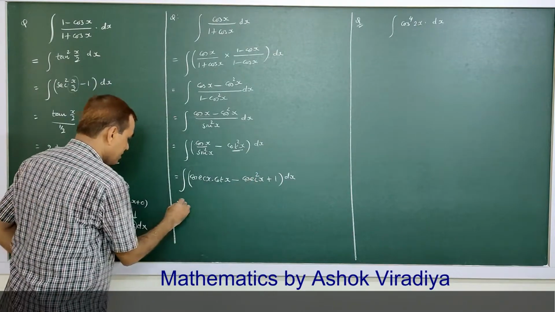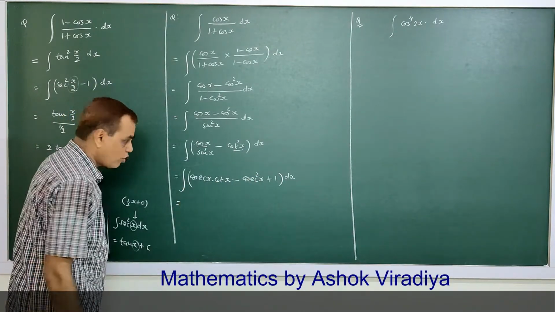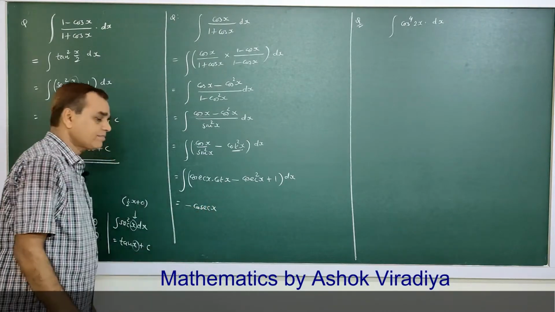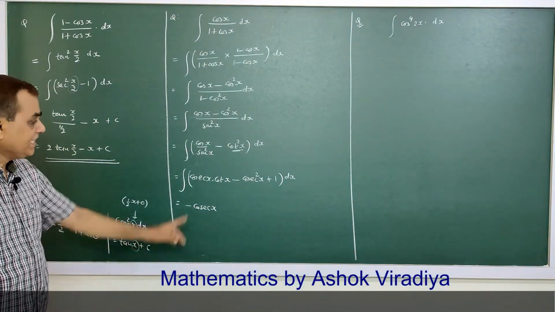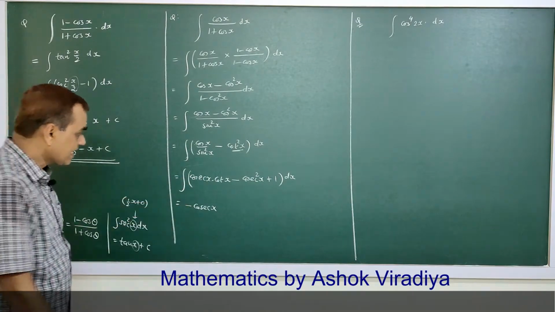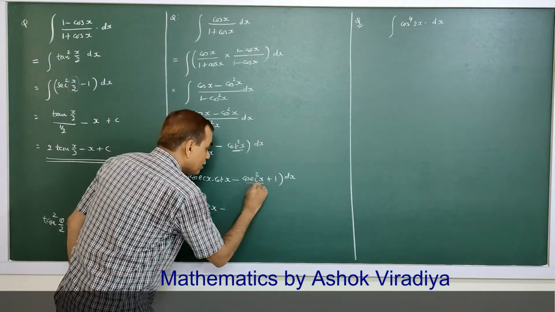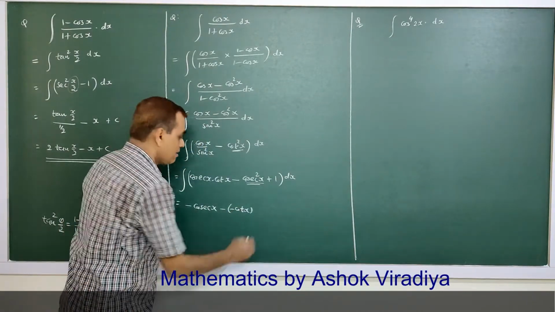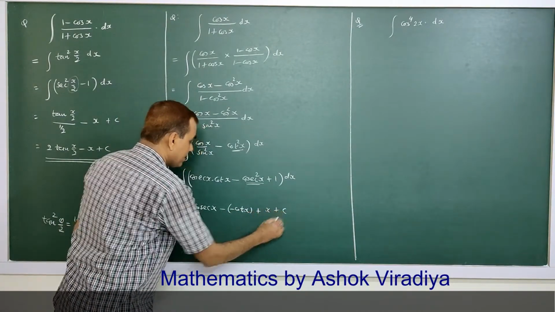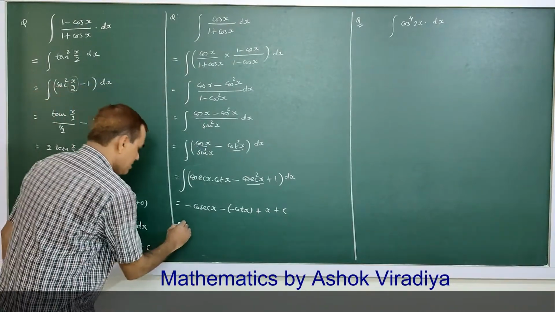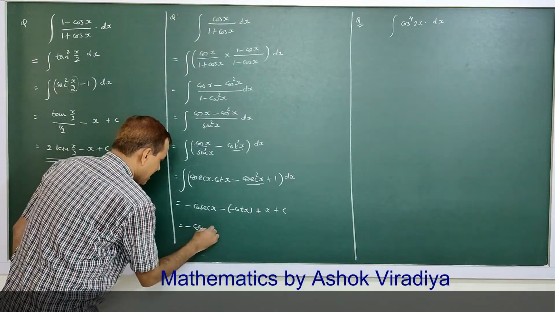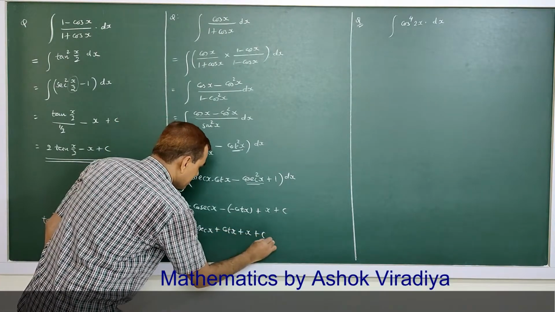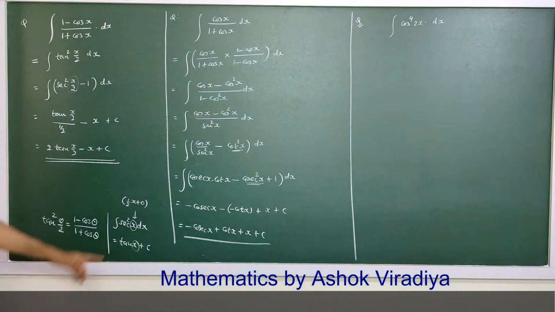And now see, this is integrable. We can put integral. Integral of cosec x into cot x is minus cosec x, minus integral of cosec square is minus cot x, plus integral of 1 is x plus c. So this is minus cosec x plus cot x plus x plus c. So this is required integral.